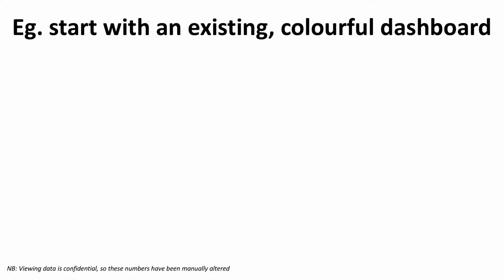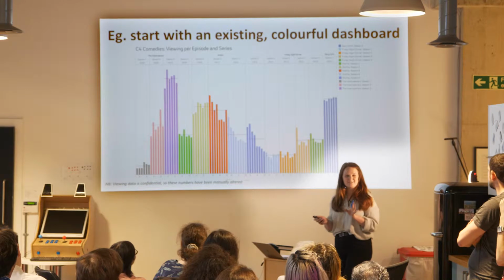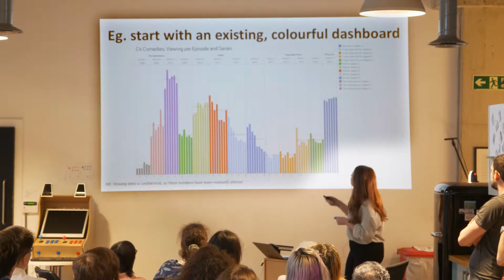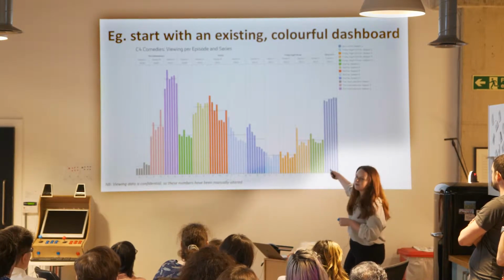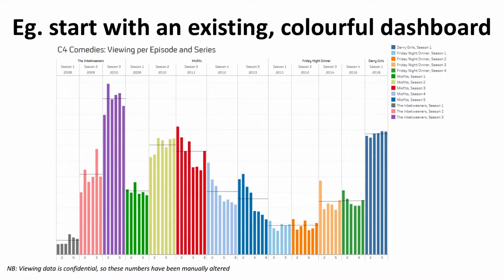So I'm starting by showing you a colourful dashboard. Don't judge me, okay? This was something that we were actually using to compare how well series were doing on All 4. So each coloured block represents a season of a show, and we were using this one to show how it was doing relatively.